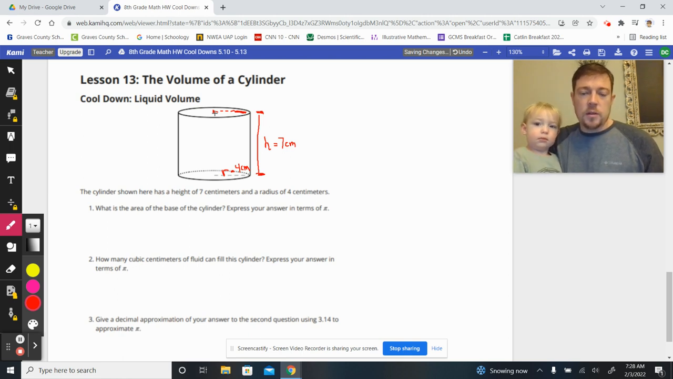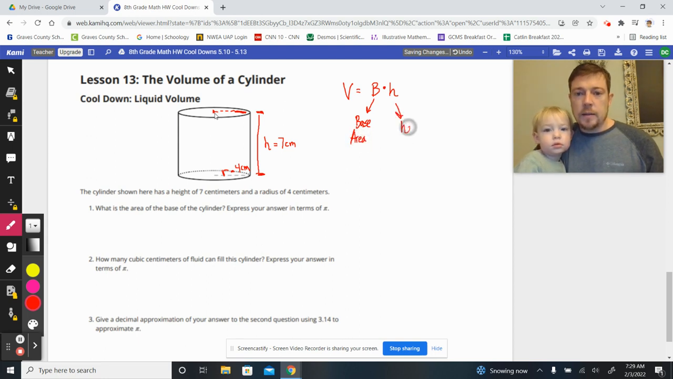Now, the formula is pretty simple. The volume formula is find the area of the base of your shape and multiply that by how tall it is. So it's kind of like length times width times height, because when you're finding the area of the base, if it was a rectangle, it would be length times width. But since it's a circle, the area of the base is going to be the circle formula. So this is your base area, and this is your height of the cylinder.